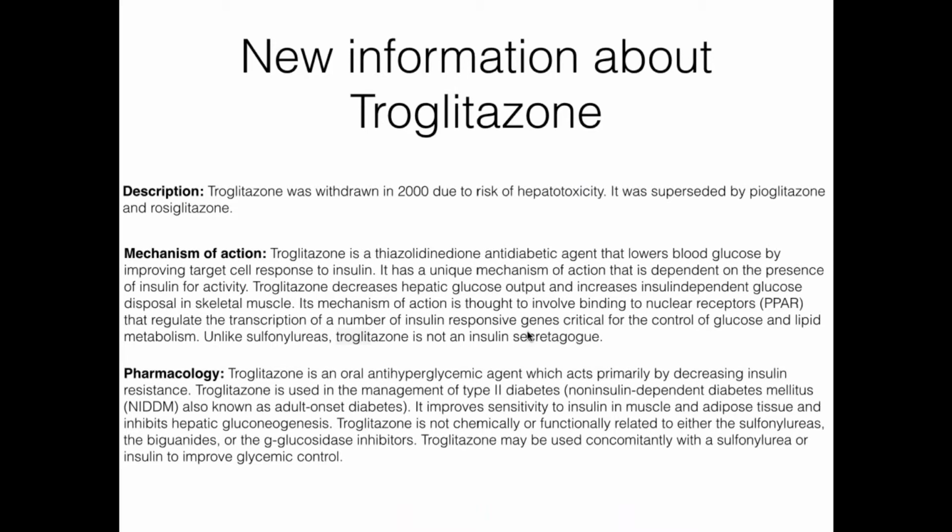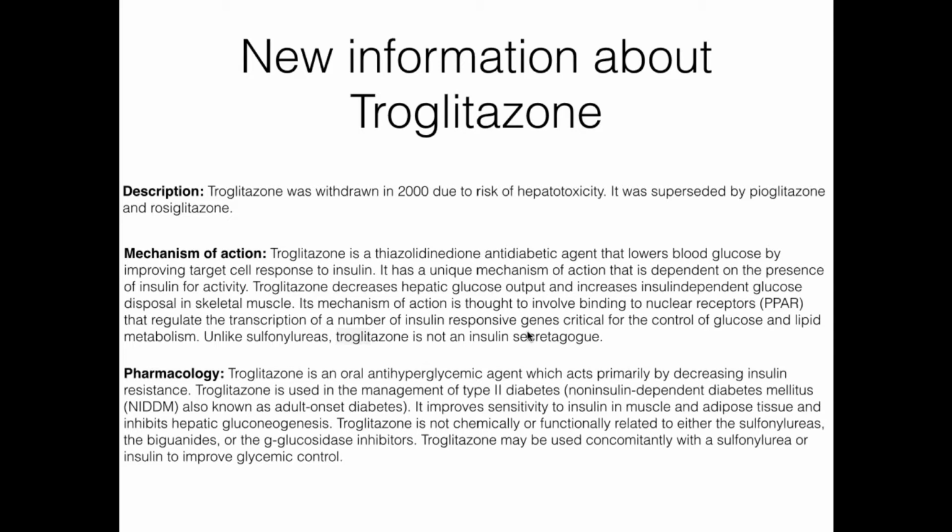And we found that Troglitazone was withdrawn in the year 2000 due to risk of hepatic toxicity. And we found something about the mechanism of action. Troglitazone is an anti-diabetic agent, and there's a response to insulin. We also found the pharmacology as well: how does it act, how is it being absorbed, and what's its relationship chemically to various small molecules and to various pathways. So this is information that we obtained from DrugBank when we had performed this integration.